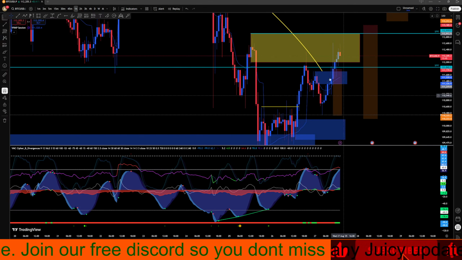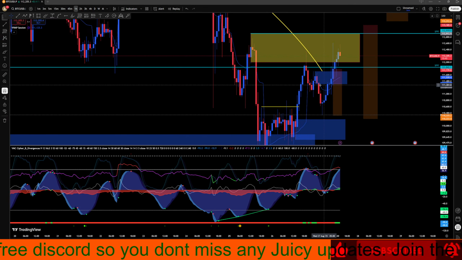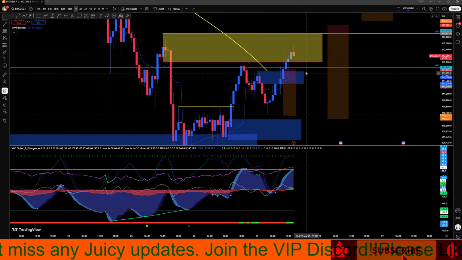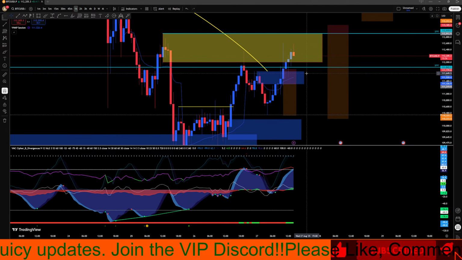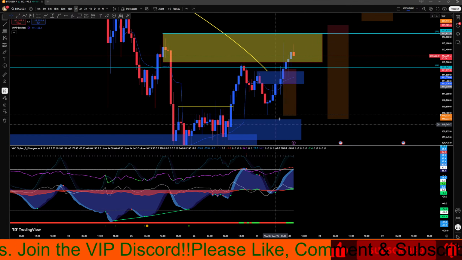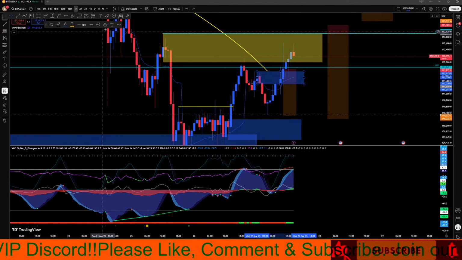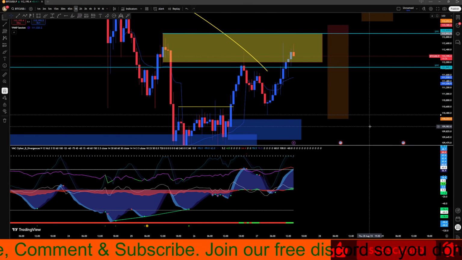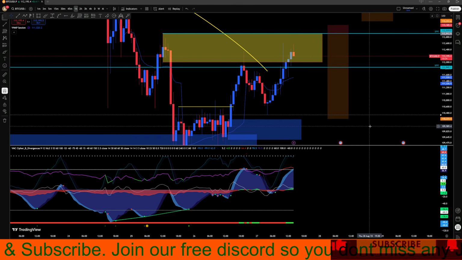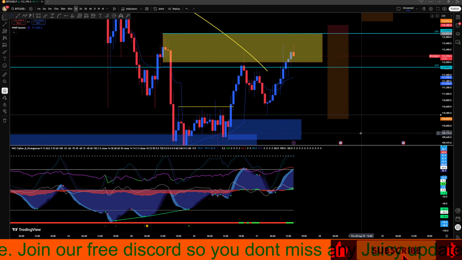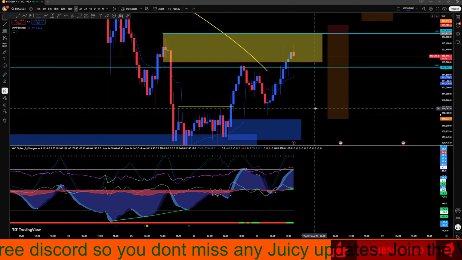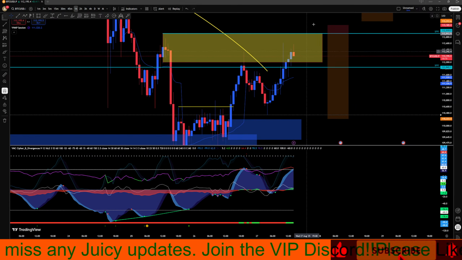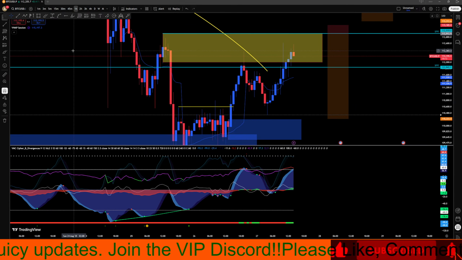Alright, so we got that move up, and we had some areas that we were looking at to possibly add to the short trade. However, price came up and blew through supply. So the short I was given is not valid, and we're trying again to basically break through supply.